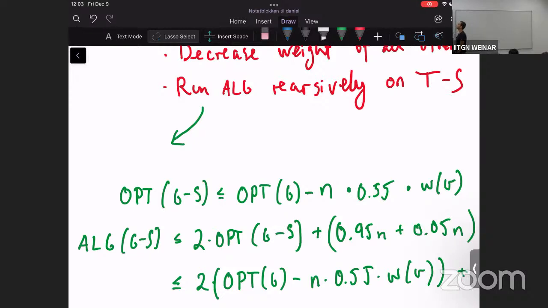Yeah, so if the input is unweighted, then the first step is that if the cardinality of opt is at least n over 2, then you can just return all of the vertices of the G, and that is a 2 approximation.